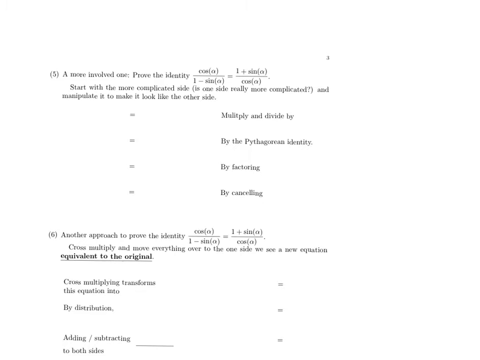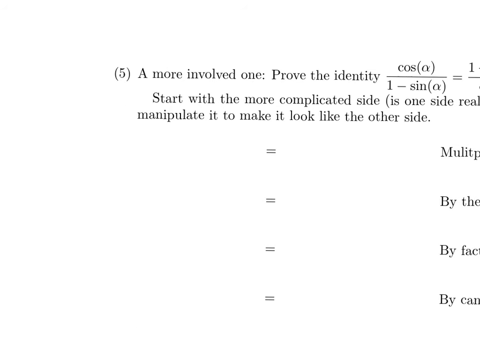Well, if you look at this, there's not an obviously more complicated side. So I guess that means I should be able to just pick one arbitrarily and do what I want. So I'll pick the left-hand side arbitrarily. You might pick the right-hand side. So cosine of alpha divided by 1 minus sine of alpha.